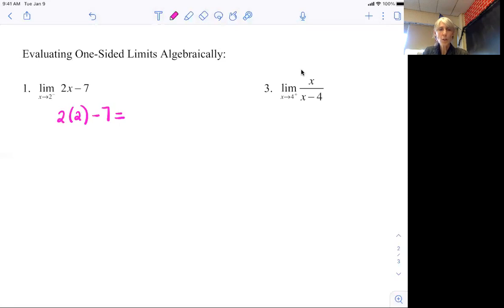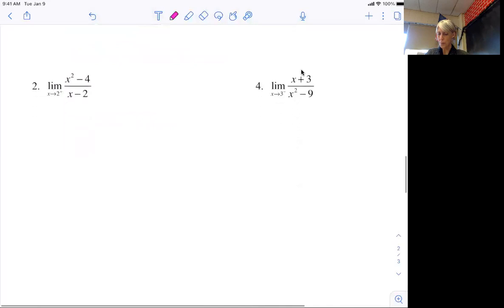So to continue on with this problem, we would get 4 minus 7, which is equal to negative 3. So in this case, that positive or negative didn't really matter to us. And if you think about it, 2x minus 7 is just a line. So the left limit and the right limit are going to equal each other. So it doesn't matter.